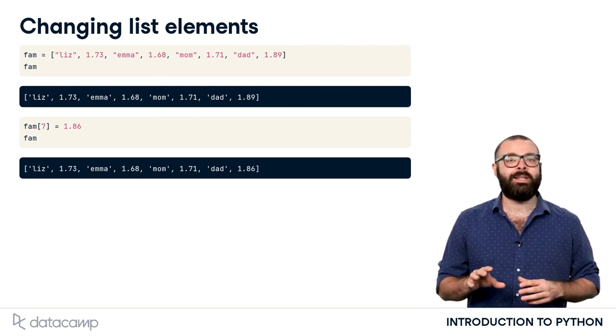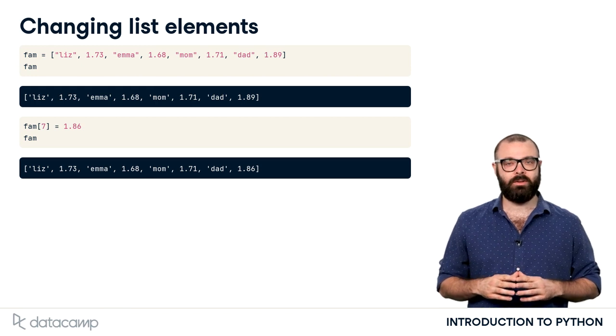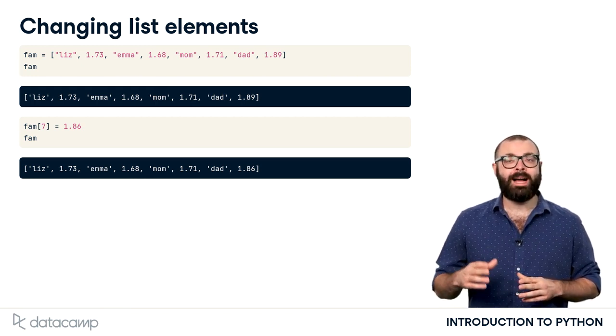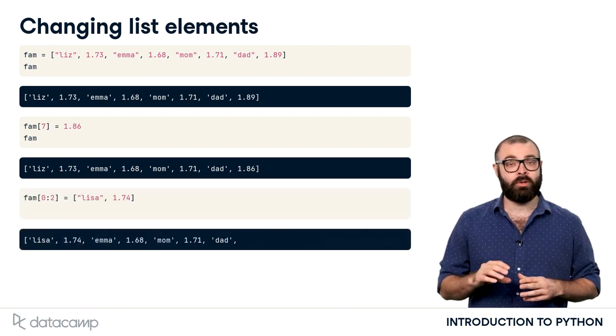You can even change an entire list slice at once. To change the elements Liz and 1.73, you access the first two elements with 0:2, and then assign a new list to it.